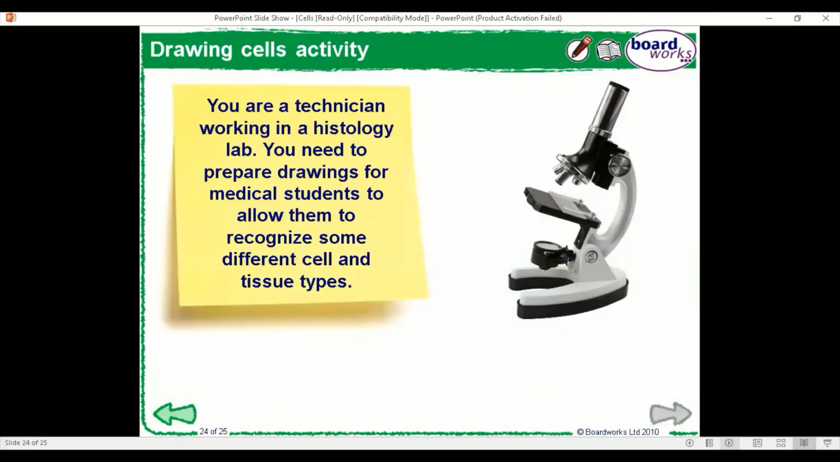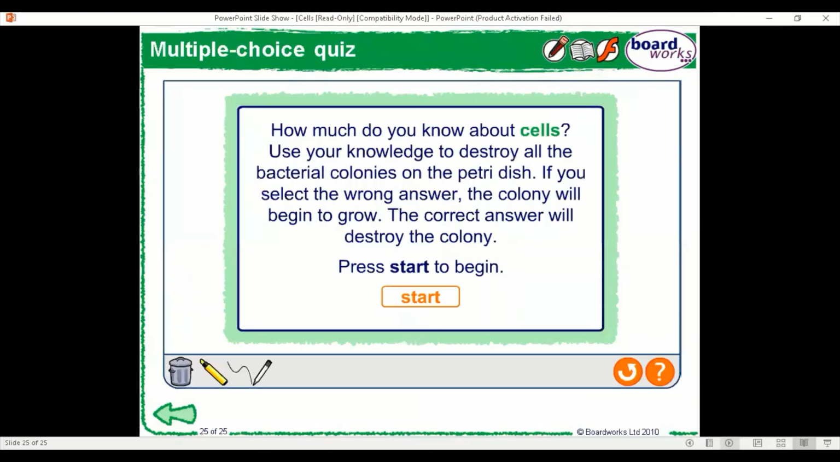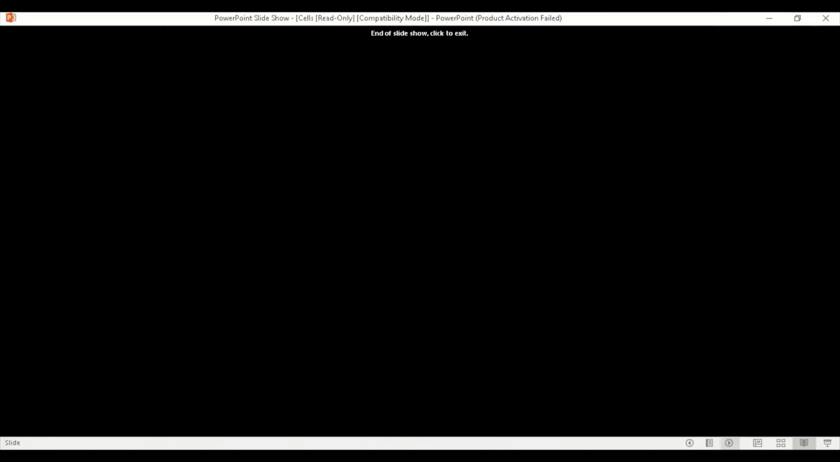This is just an activity that you could do. Working in a lab, you need to draw different cells, but you've already done this for me earlier on. I asked you to do that. How much do you know about cells? This is a self quiz that you can give yourself later, because I'm going to upload this PowerPoint for you. Okay? So I'm going to stop sharing now.